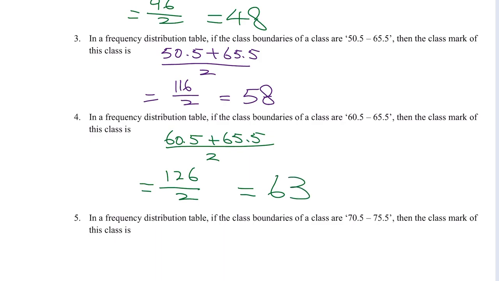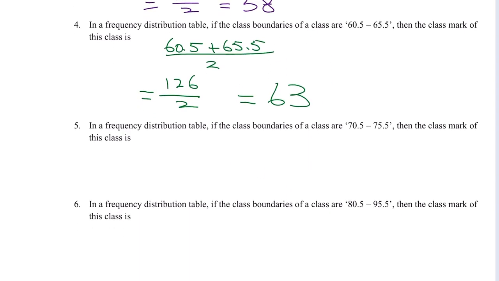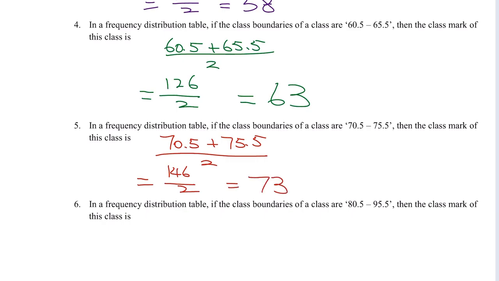Easy peasy. I hope this is not too hard. I know it's a little bit hard to understand sometimes, but after having so many questions of the same style, practice makes perfect, right? So let's just continue. Next, again you are given some ranges and you have to find the class mark. So the first one plus the last one divided by 2. You get 146 on top divided by 2, you get 73.